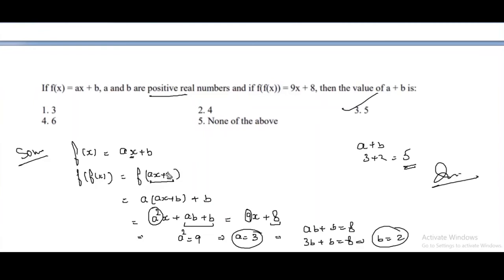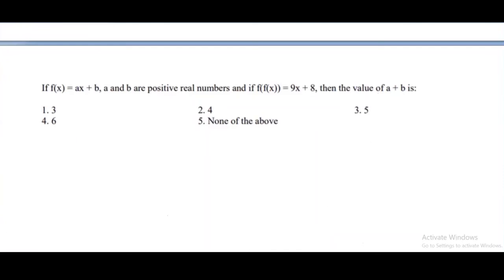So f of x is ax plus b. Simplify it. Compare the coefficients. A square is 9 and ab plus b is 8. And they are positive, so I cannot take minus 3, I have to take only 3. So a is 3, so this becomes 3b plus b, that is 8. 4b is 8, so b comes out to be 2. A is 3, b is 2, so the sum comes out to be 5. Come to the next one.